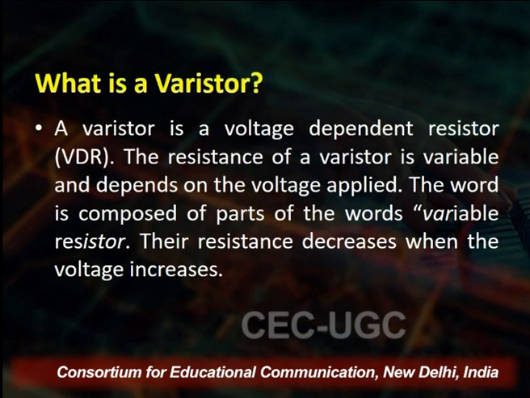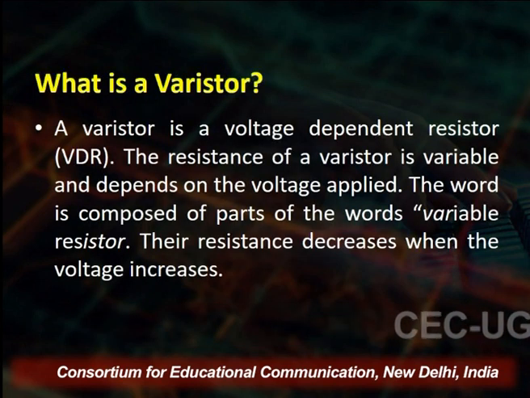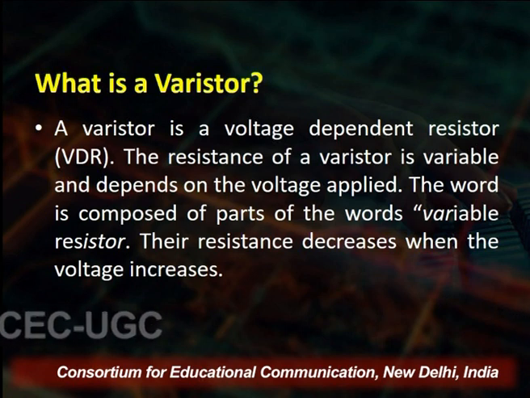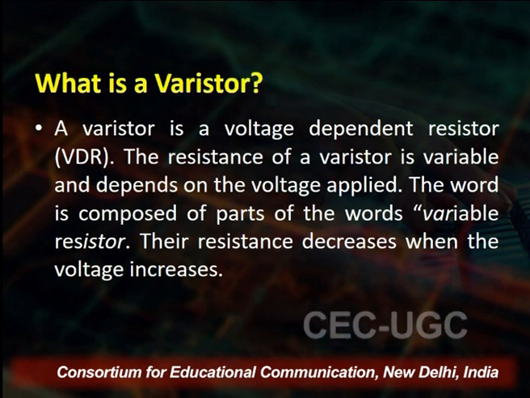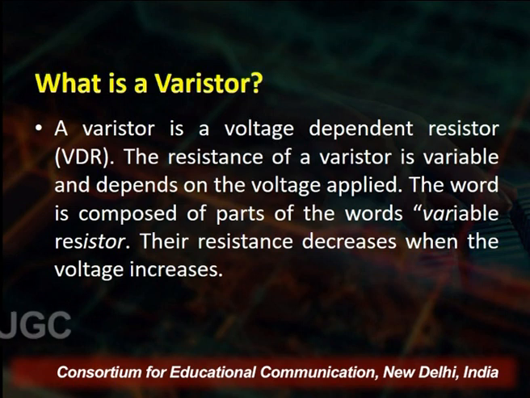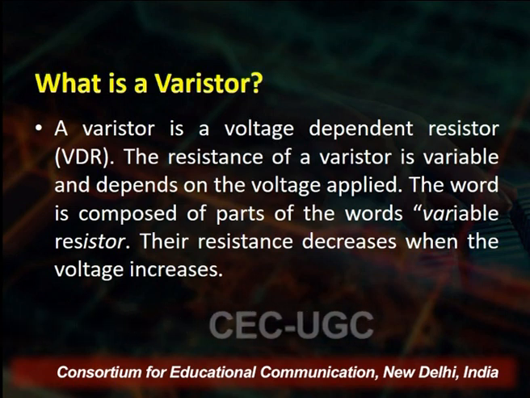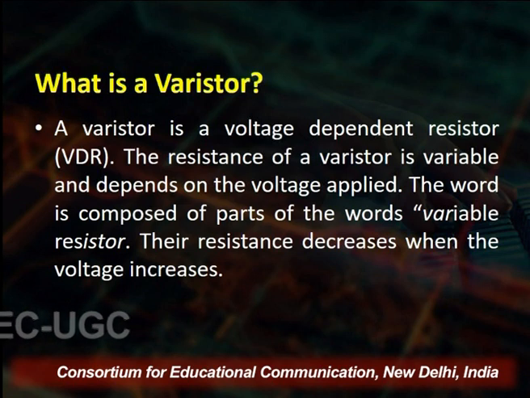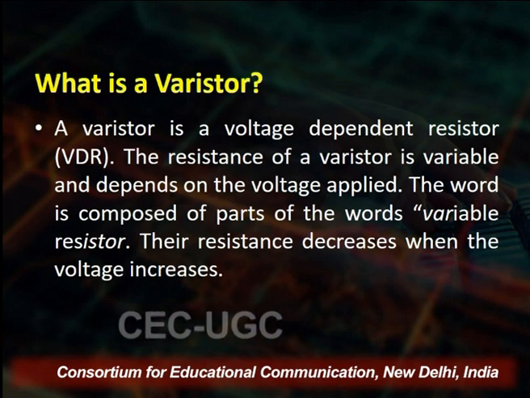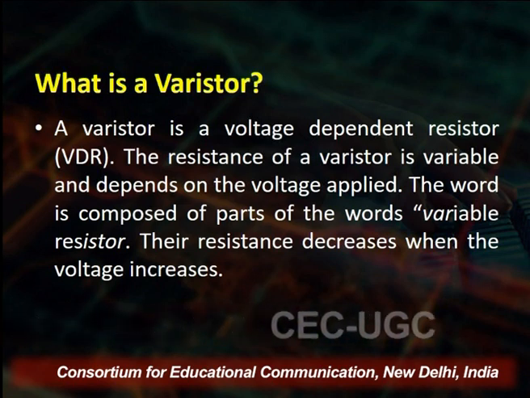Varistors are voltage dependent resistors, also called VDR. The resistance of the varistor is variable and depends on the voltage applied. The word is composed of two words, variable resistor, that is varistor, and their resistance decreases when the voltage increases. Now this resistor depends upon the voltage.